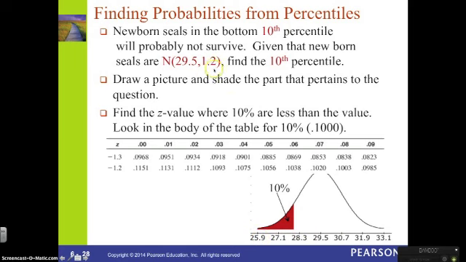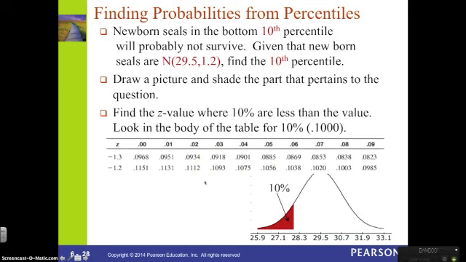Now instead of labeling a value here that we're looking for, I'm actually going to label how much I have shaded. In this case I shaded 10%, because we're looking for the 10th percentile. A percentile means that's the percent that fall below that value. So now we have to find the z value where 10% are less than that value, so we're going to be looking for 10% in the table.